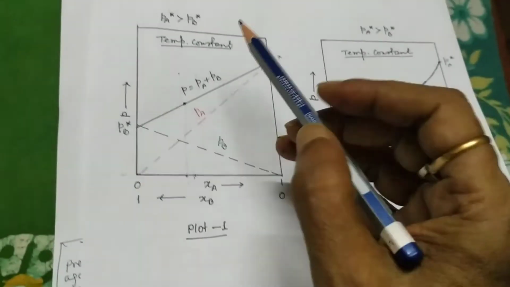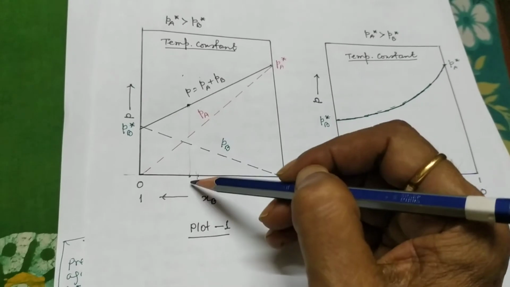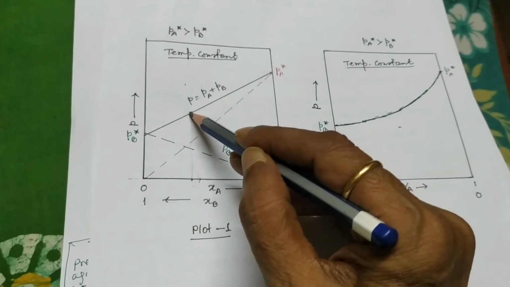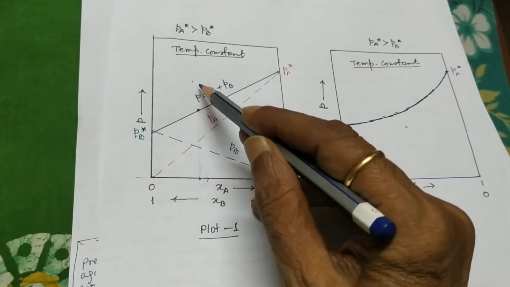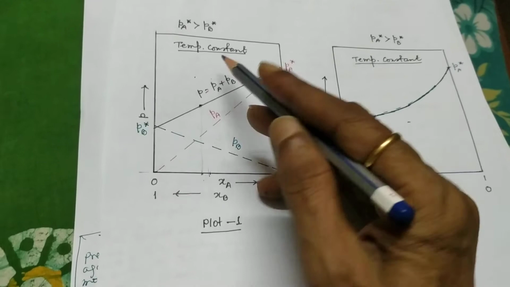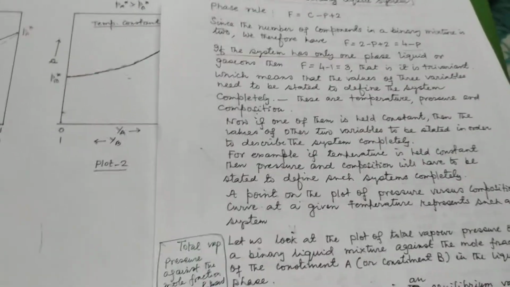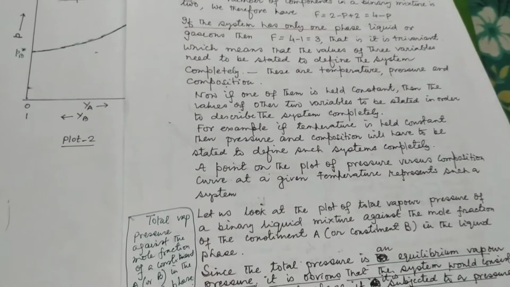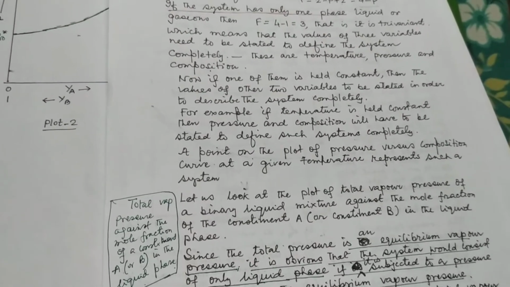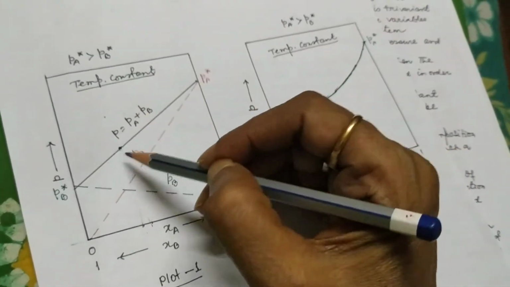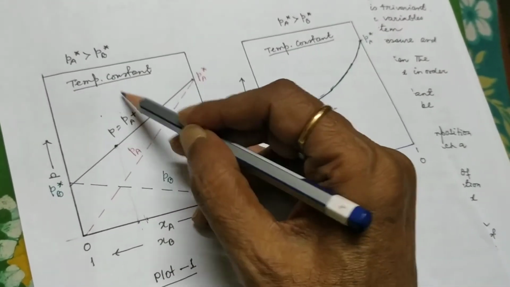Here temperature is constant. Now at a particular composition, if the superincumbent pressure is greater than the equilibrium pressure at this composition, then we will get only the liquid phase. A point anywhere above the total vapor pressure line in this plot represents the system in the liquid phase.